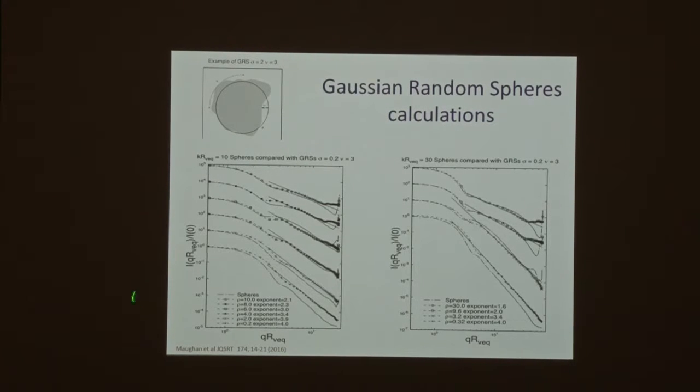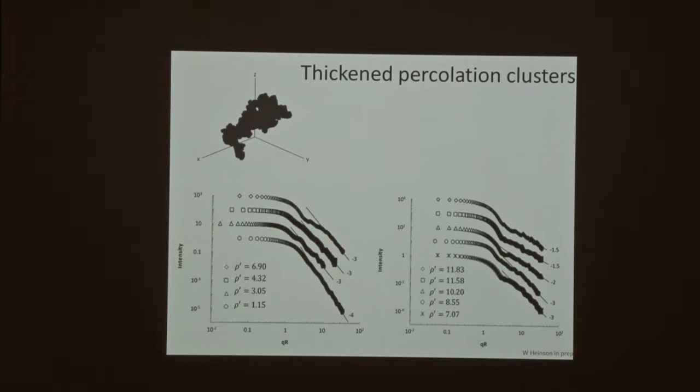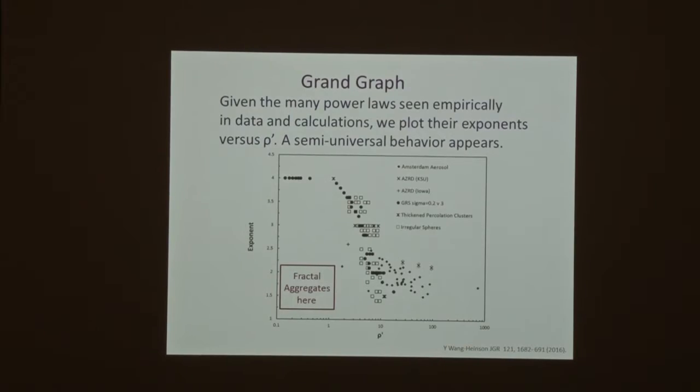Justin Maum, who's with me still, 2016 paper. Gaussian random spheres, we get power laws. Will, if he ever gets off his butt and finishes this paper in preparation, has done thickened percolation clusters. I won't describe exactly what they are, but you can see one here. Power laws. And then Yuli, Heinsohn number 1, put it all together, and here's an empirical relationship.